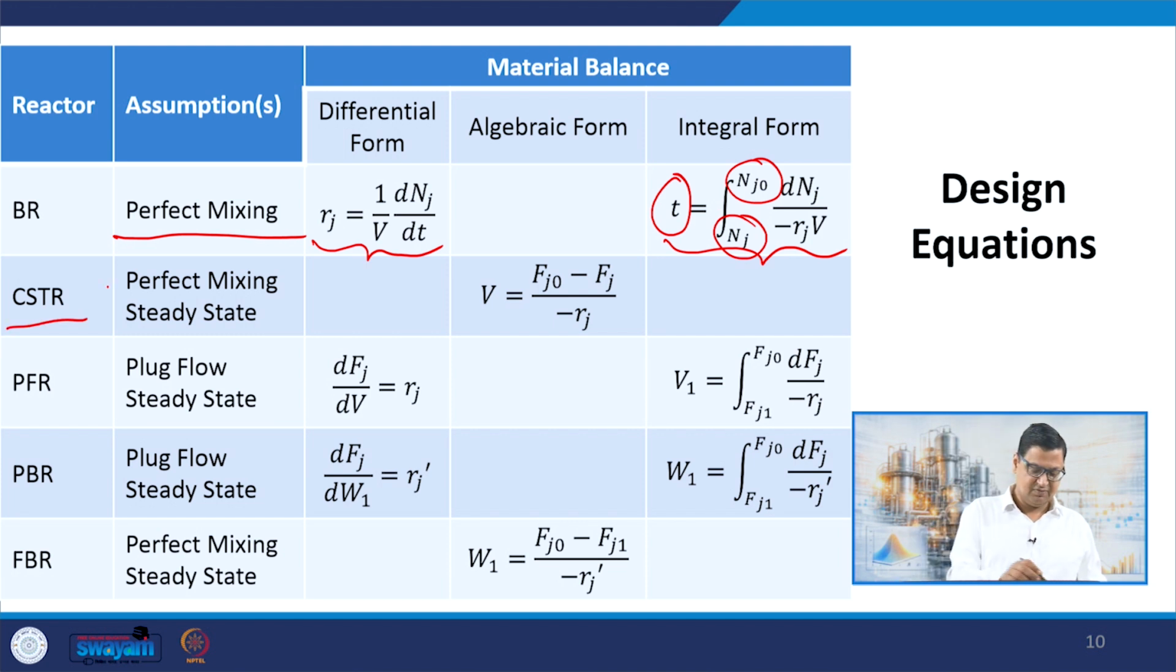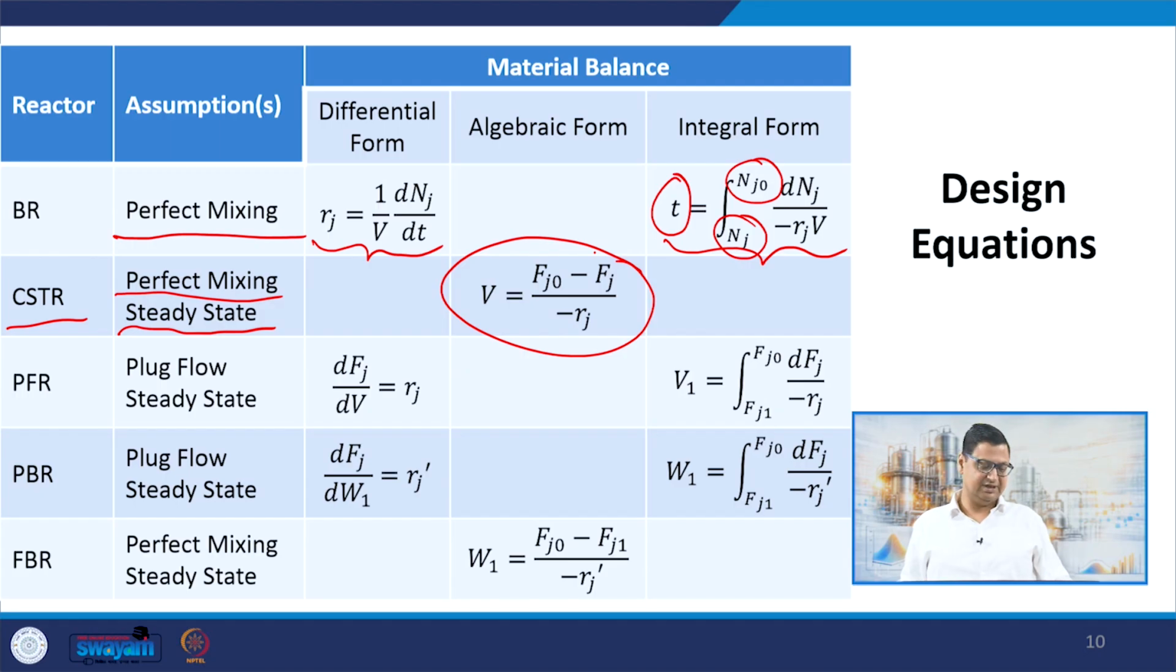For the CSTR, we typically assume perfect mixing, that is by definition a CSTR, and we typically also assume a steady state. In that case, there is no accumulation, and we have a simple algebraic form of the design equation. Then we have the plug flow reactor, where we assume a condition of plug flow. There is a variation only in the axial direction. In the radial direction, we assume mixing, and again we typically assume steady state, and in that case we have a differential form like this and an integral form for the entire PFR volume as the following.